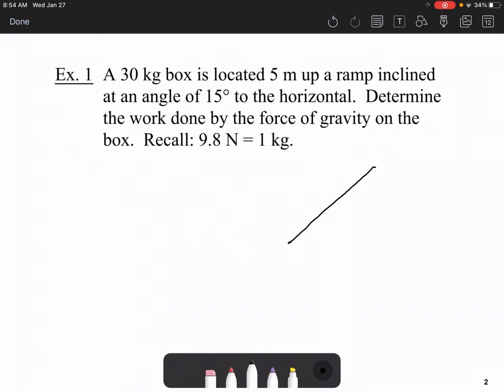So I'm going to make a ramp. I'm going to say this is an exaggerated 15 degrees. That's a lot bigger than 15 degrees. And I'm going to put a crate on here, or box. Doesn't matter which shape it is. Notice that gravity is pulling it downwards, like so. And that means the box is going to travel a distance of 5 meters down the ramp.